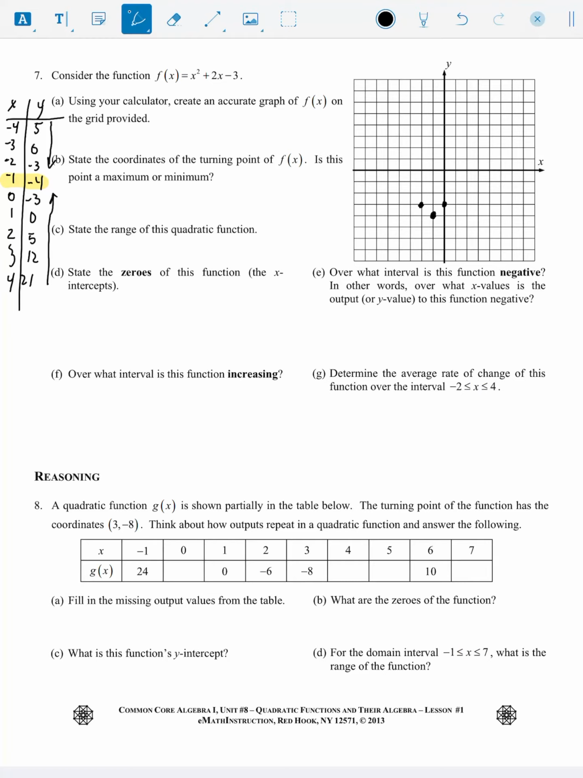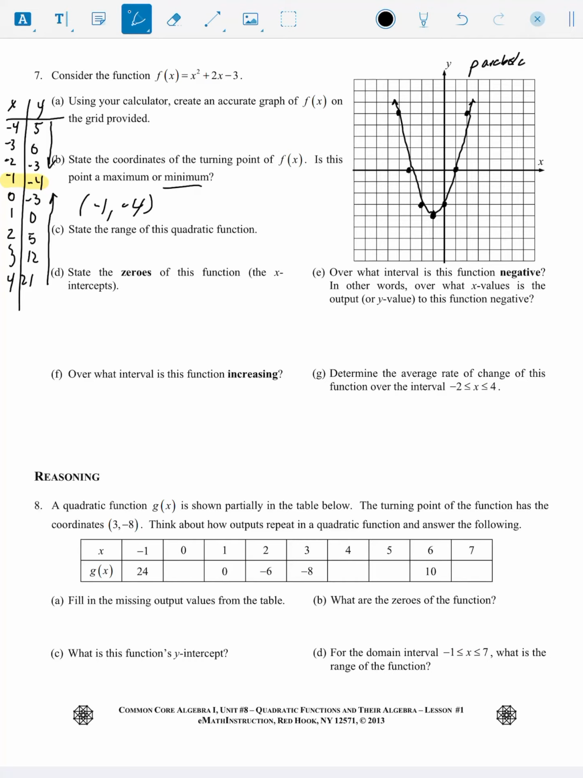I'll continue graphing 1, 0, and -3, 0, -4, 5, and 2, 5. And to be honest, that's enough points to actually graph my function. It looks something like that. A U-shaped curve, better known as a parabola, with a minimum point at -1, -4, which answers part B. Our turning point.